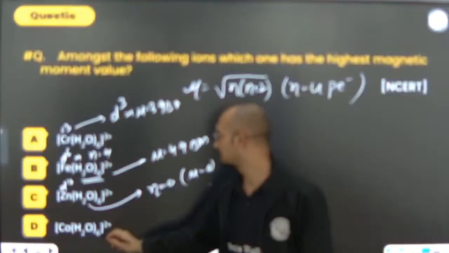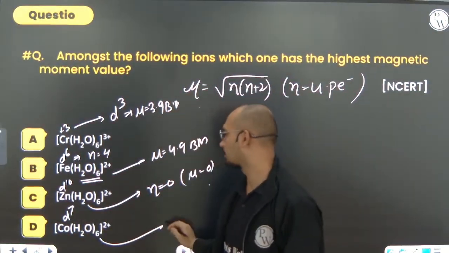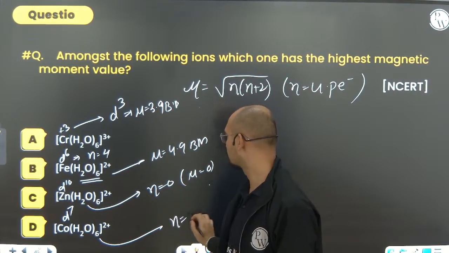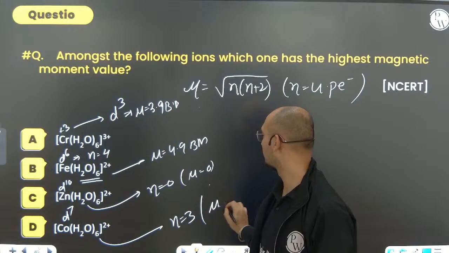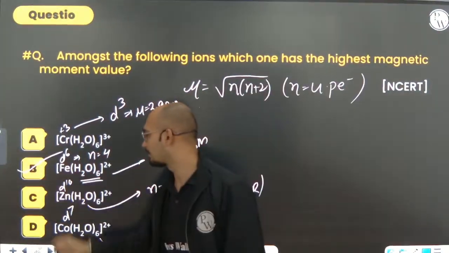बात ही हटाओ, इनकी बात करो. Co plus 2. It is d7. d7 है मतलब what will happen? 2 electrons will be paired up, 3 will be left. n equals 3. So therefore mu will be equal to again 3.9 Bohr magneton. Maximum कहाँ पे आ गया? यहाँ पे. Option B is the correct option. Not a big deal, easy one, right?